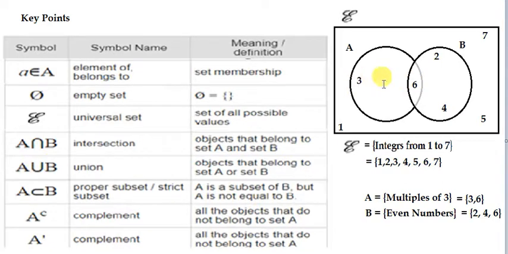Union is either in set A or B. So as far as this example is concerned, 2, 4, 3 and 6 are the elements of set A union B. A subset of B: if you have got the set A having elements which are all included in set B, then we say that A is a subset of B. Complement. By complement we mean that all the elements of the universal set ε which are not in A are called the complement of A. This is another way to represent complement, which is called a dash.